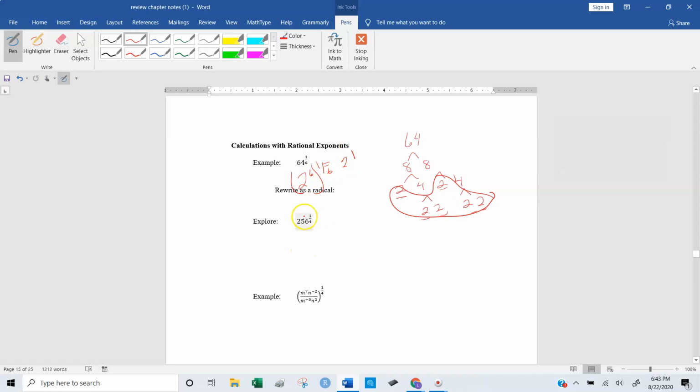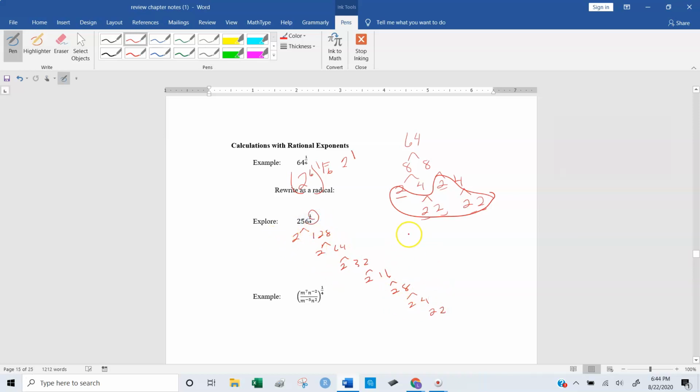All right, try yours. Okay, 256. I usually start with 2. This is 2 and 128. 2 and 64. 2 and 32. 2 and 16. 2, 8. 2, 4. 2 and 2. I am looking for groups of 4.